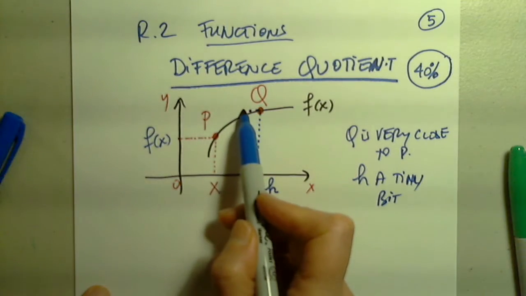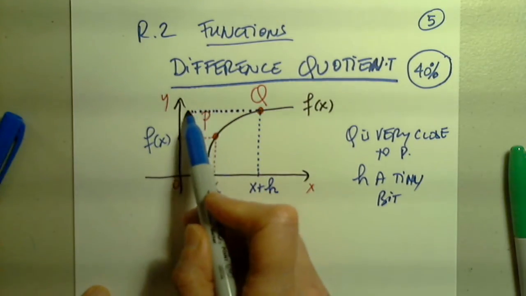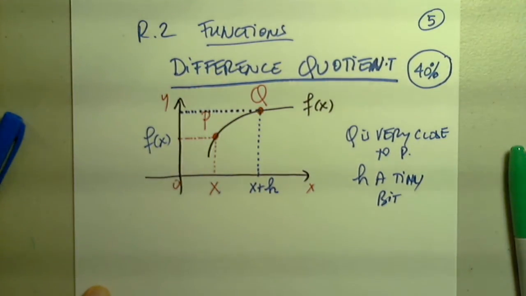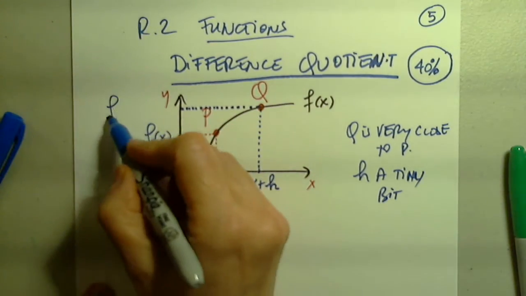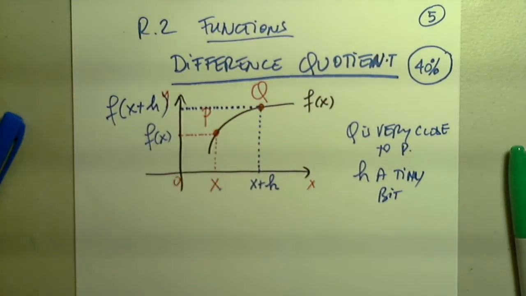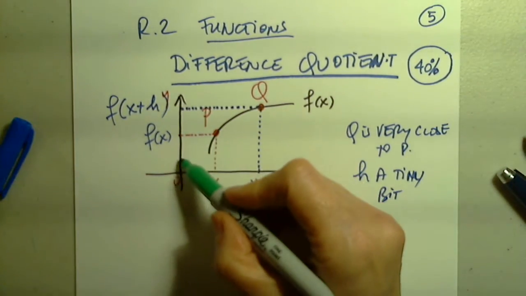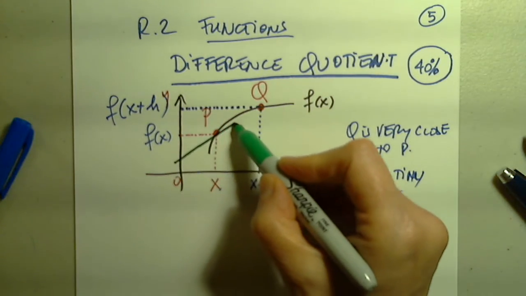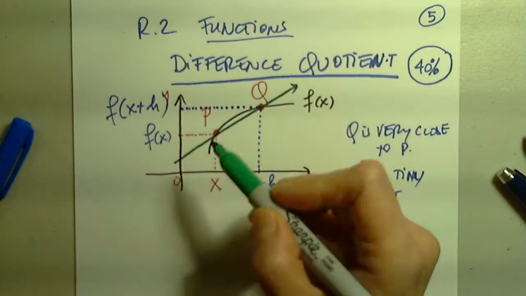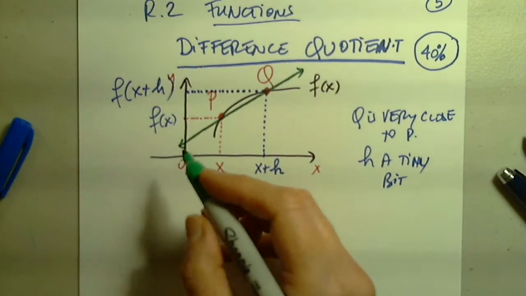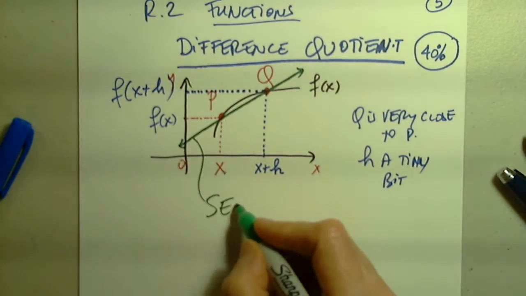Can anyone give us the y coordinate of Q? F of x plus h. Excellent. Thank you, Kim. Okay, perfect. So now I would like to draw a line through these 2 points. This is called a secant line.